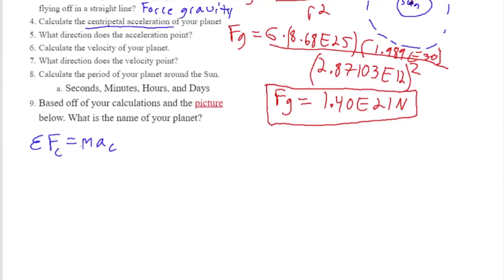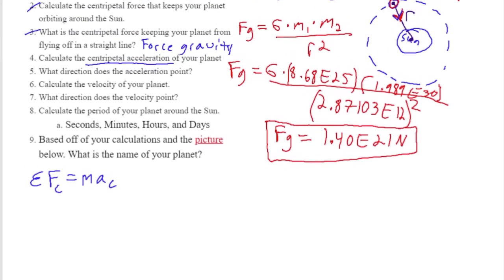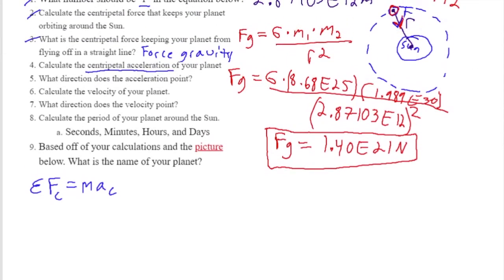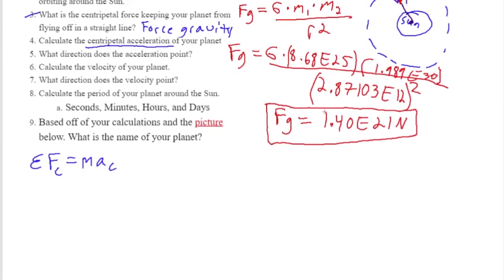Well, what were the forces that pointed towards the middle of our orbit? There was only one force, and we said that was force gravity. So our net force centripetal is just force gravity. And then the mass here, well, this is the mass that is experiencing this net force of gravity. It is also the mass that is experiencing the centripetal acceleration.